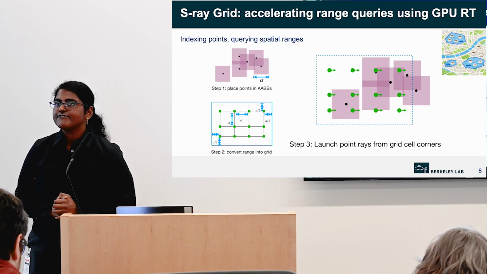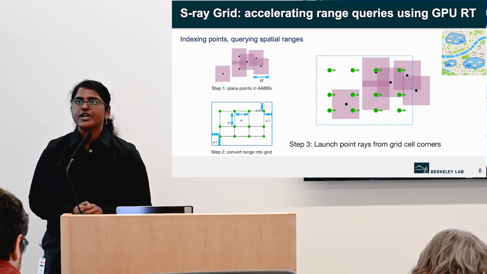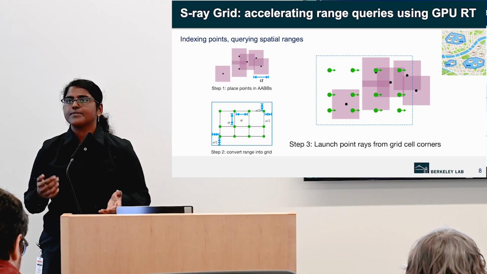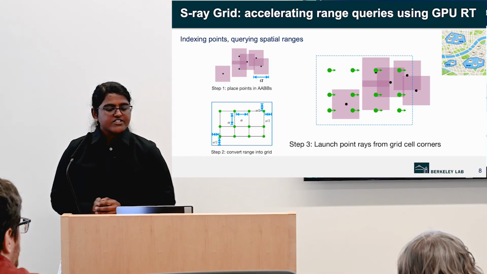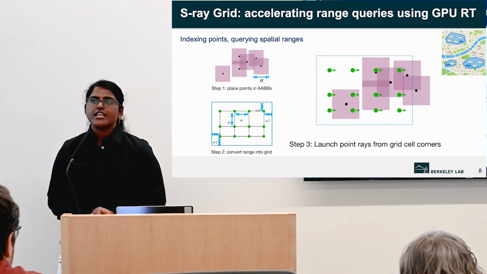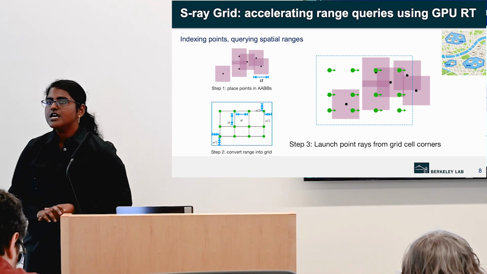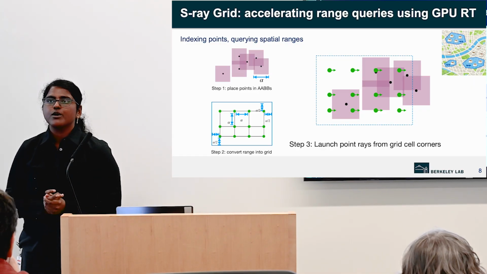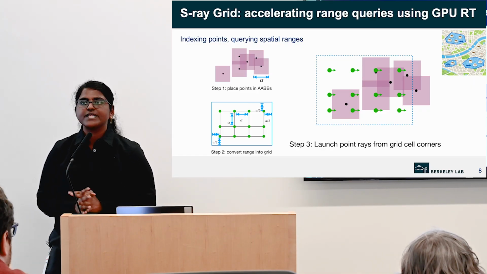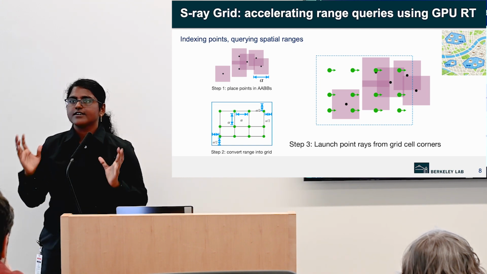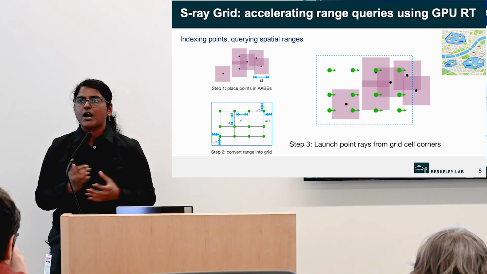Recall that coffee example where we are indexing points of the coffee shops and we are querying for spatial ranges of the polygons. Another restriction with the ray tracing architecture is that it will only allow you to index three-dimensional or two-dimensional objects, but points have no space. So we choose a parameter alpha and place the points in boxes of side length alpha and let the architecture build a tree on these boxes.